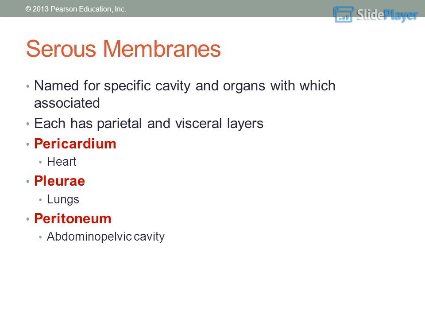Serous membranes are named for the specific cavity and organs with which they are associated. Each has parietal and visceral layers. Pericardium: heart. Pleura: lungs. Peritoneum: abdominopelvic cavity.